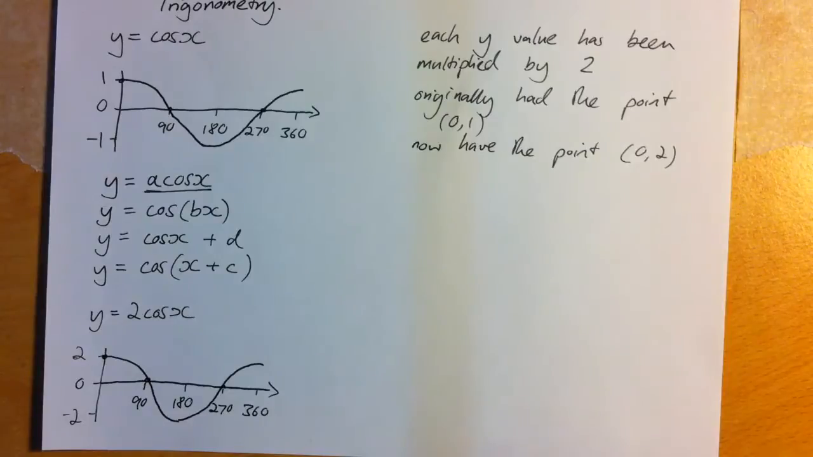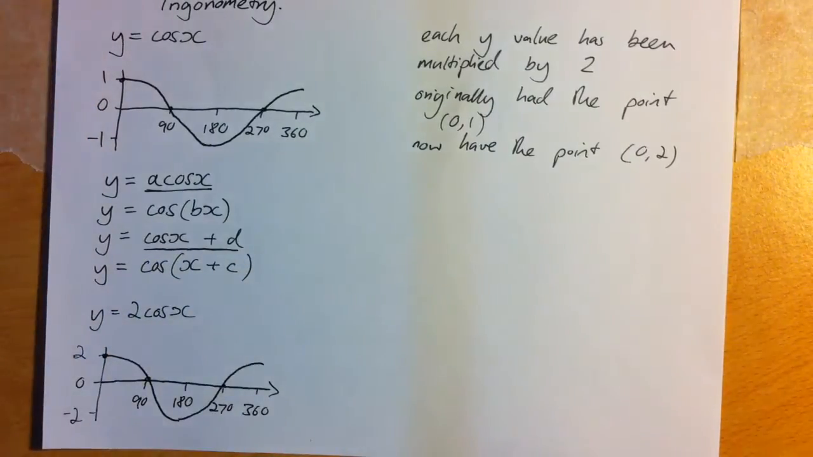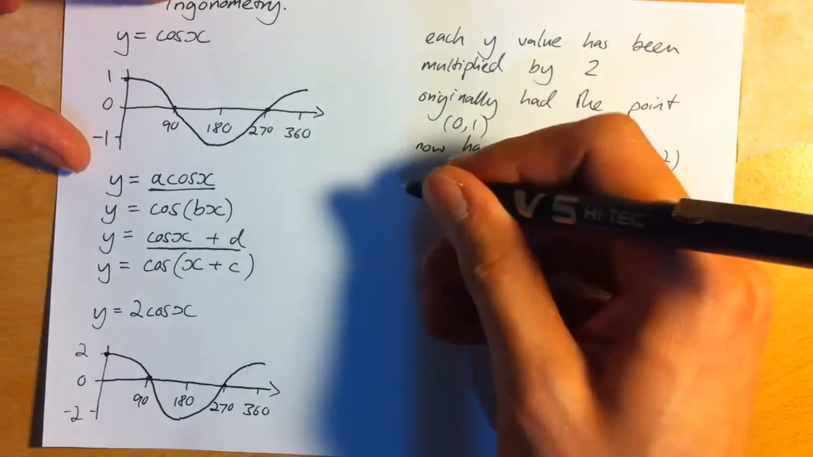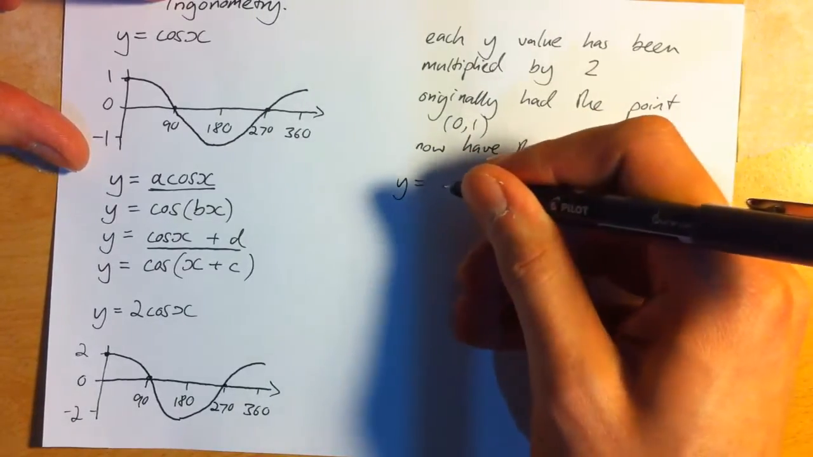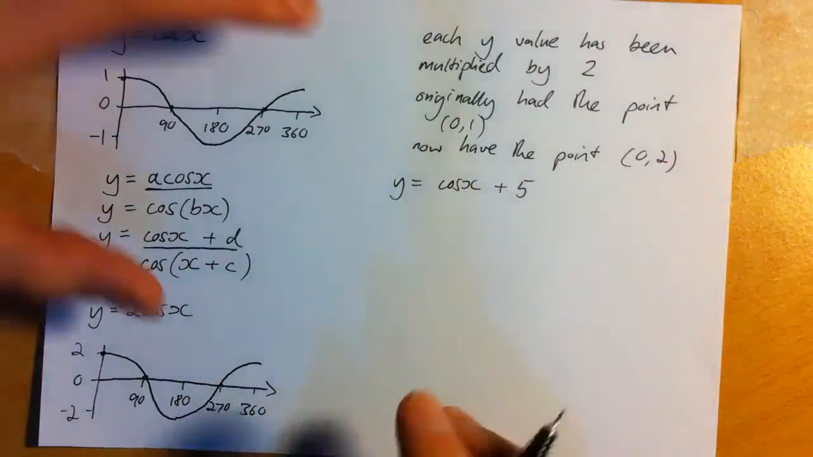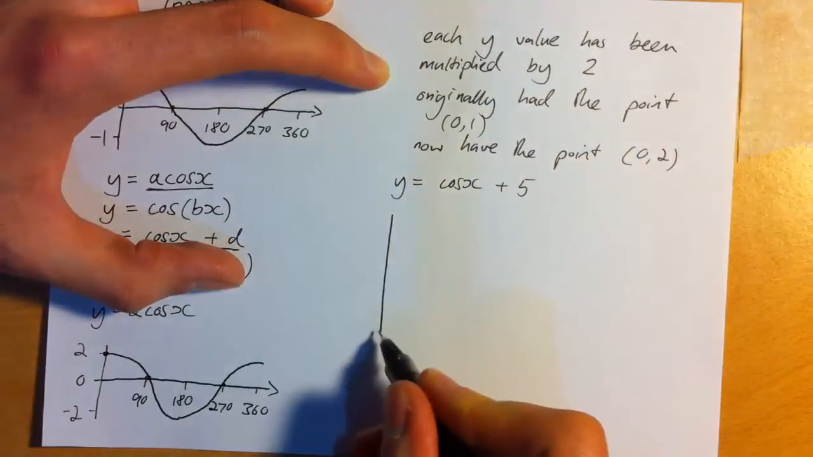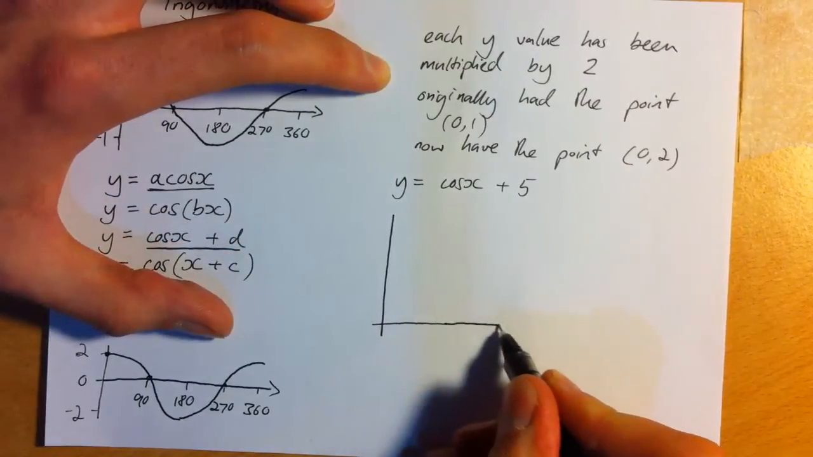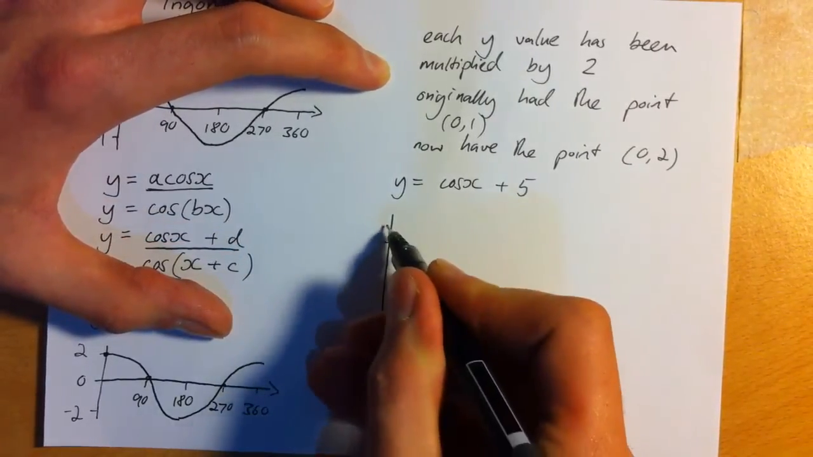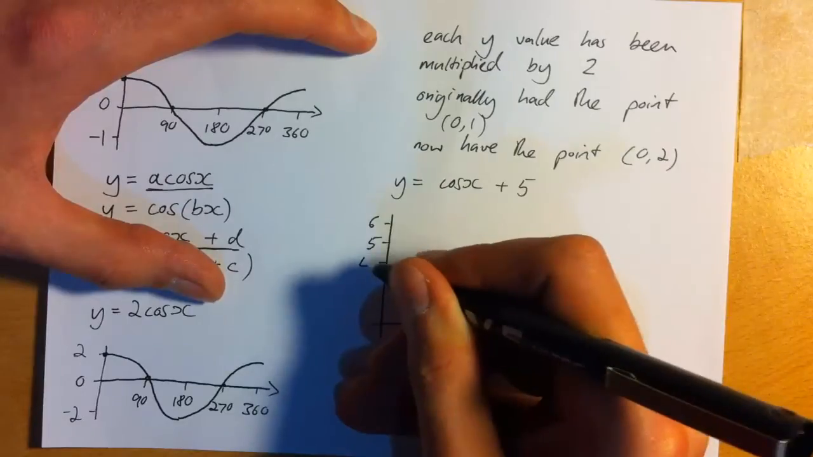Okay, so the next graph we're going to have a look at is, I'm actually going to go to this third one here, which is the cos x plus d. So an example of that one I'm going to do is y equals cos x plus 5. So here's how this one would look. Drawn it a bit bigger this time because it's going to have values up here. So that's going to be 5, 6, and 4.